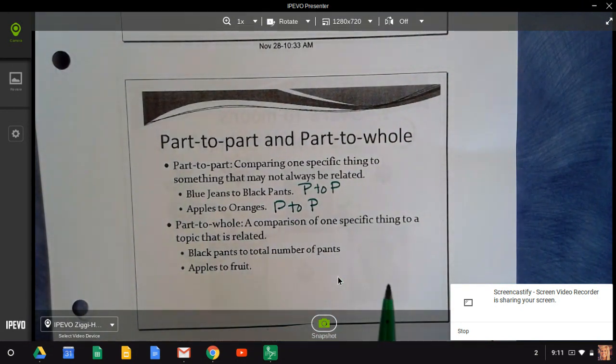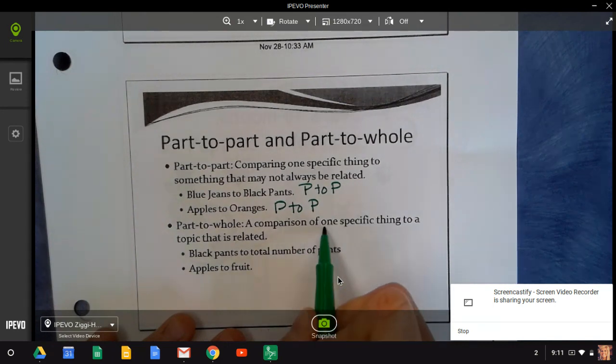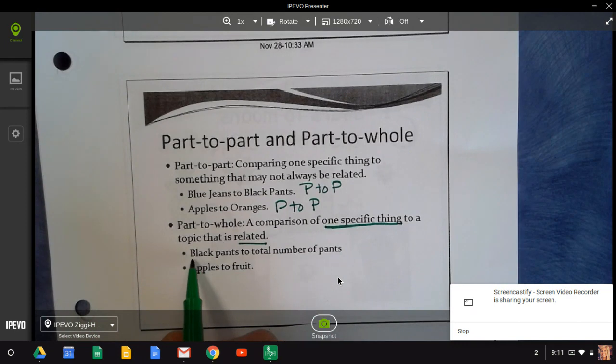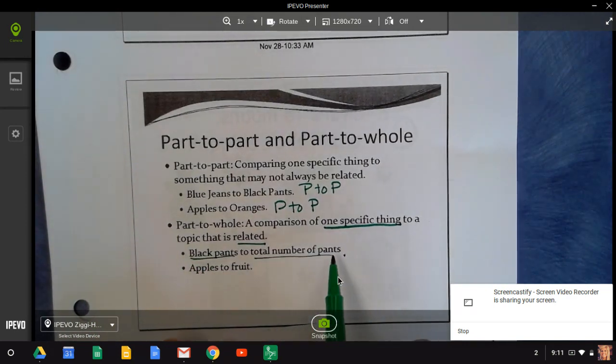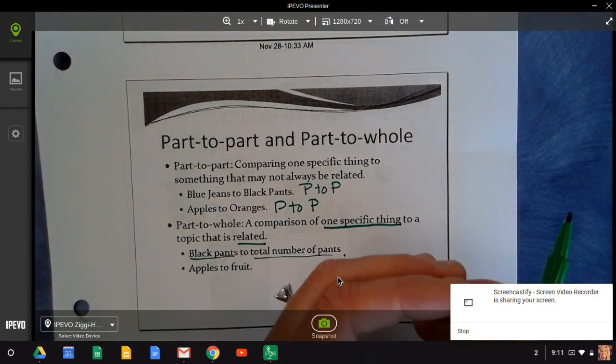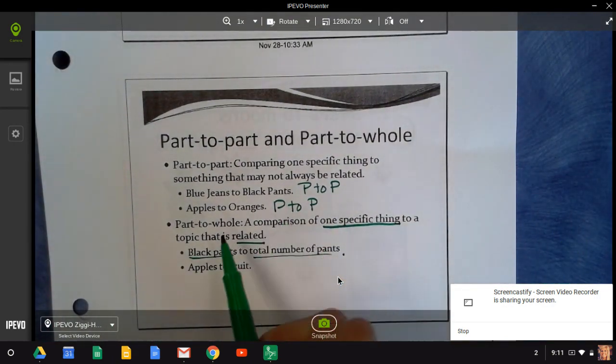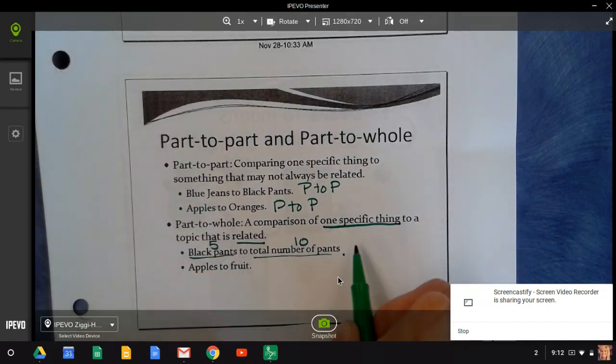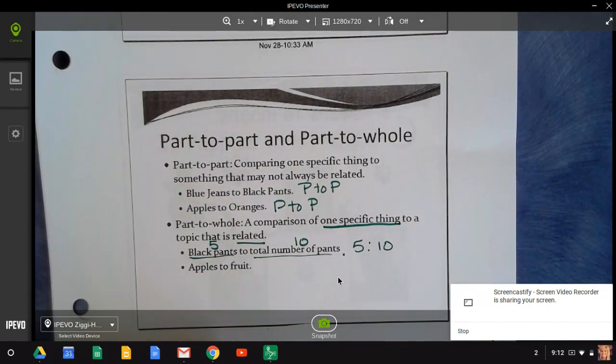A part-to-whole comparison is different because you're comparing one specific thing to a topic that is related. So for example, I'm comparing black pants to the total number of pants. These pants are related to one another because the black pants are also in the total number of pants. So if I have 5 black pants and a total of 10 pants together, that would be a part-to-whole comparison of 5 to 10.